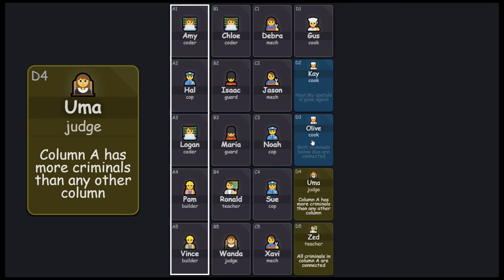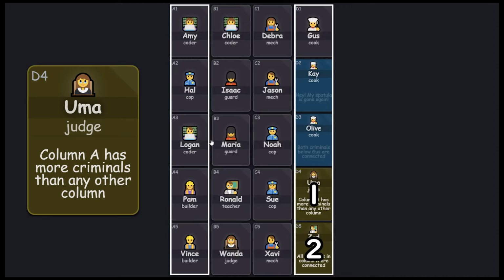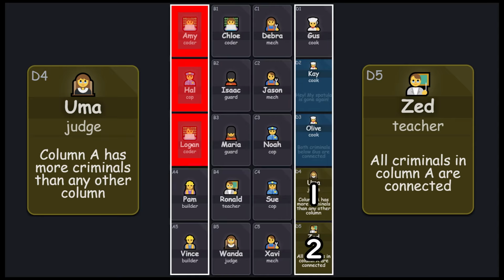Column A has more criminals than any other column. We currently have column D with 2 criminals, so column A must have 3 or more. Since we know from Zed's clue that all criminals in column A must be connected, we can mark Logan as a criminal.